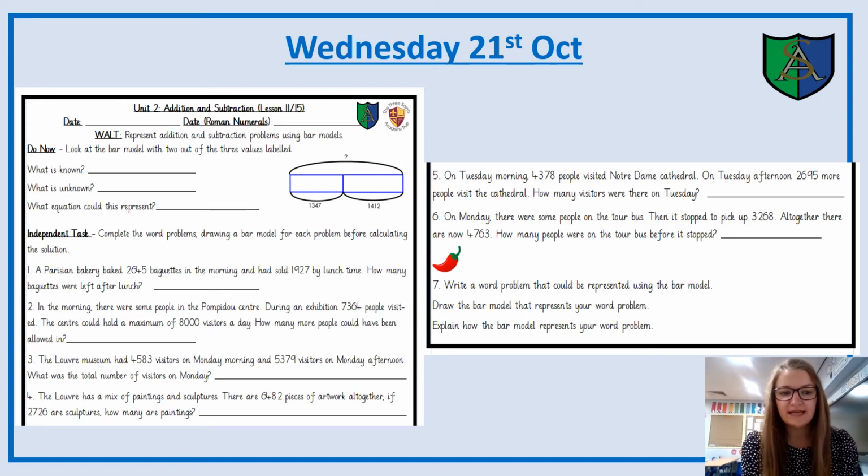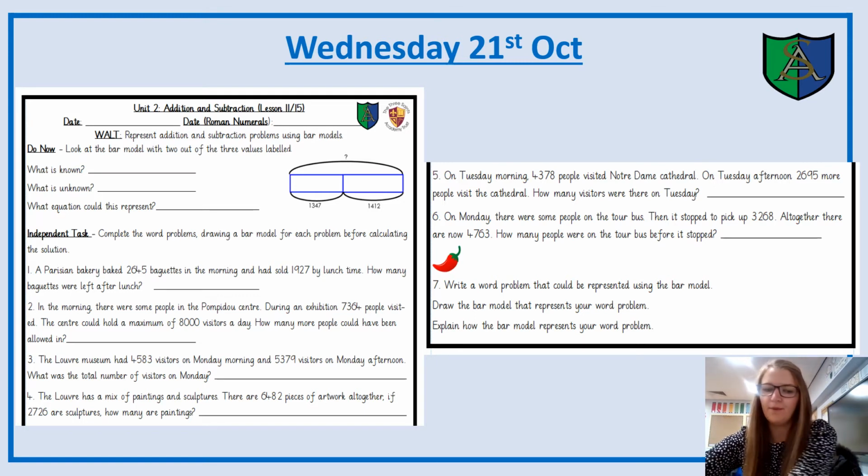For your independent task, you're going to be completing the word problems below and drawing a bar model for each problem before calculating the answer. The bar model will help you to work out whether you need to add the numbers in the word problem or whether you need to subtract them. I've not told you for each one whether you'll be looking at addition or subtraction, because that's me doing the work for you, and we don't want that. So, I have been quite sneaky in the way that I've phrased the question. I'm going to talk you through the first one, and then you'll do the others independently.